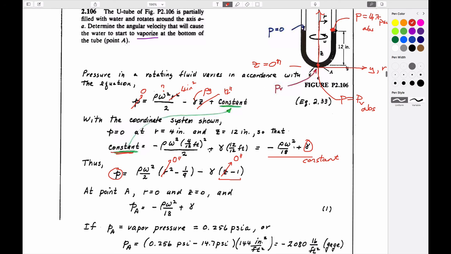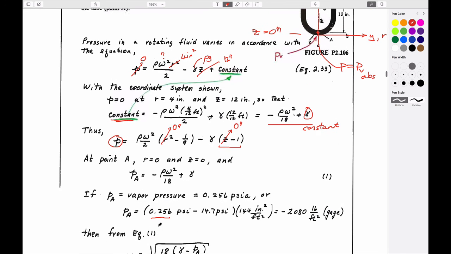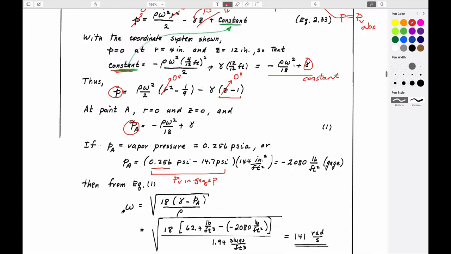We did our calculations in gauge pressure, and so we would want to know what the cavitation pressure is in terms of gauge pressure. And that cavitation pressure is going to be 0.265 psi, which is the vapor pressure of water, minus atmospheric pressure. So this number here is just P_V in gauge pressure. And so if we define this here in terms of gauge pressure, we have everything. The only unknown in this equation should be the value of this rotation speed.